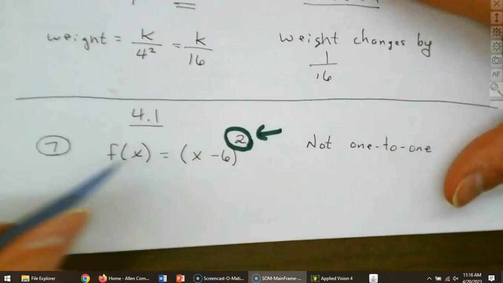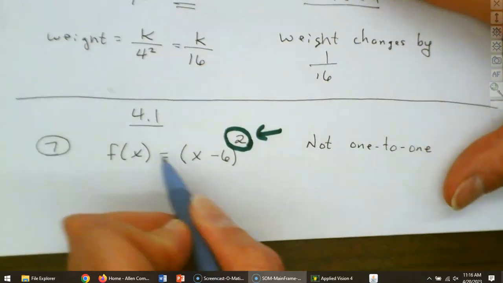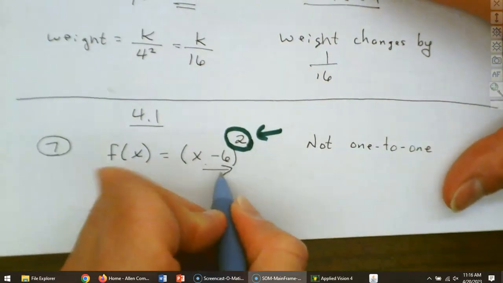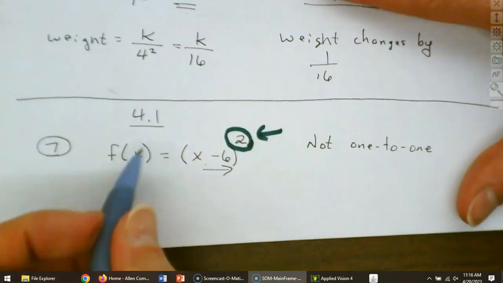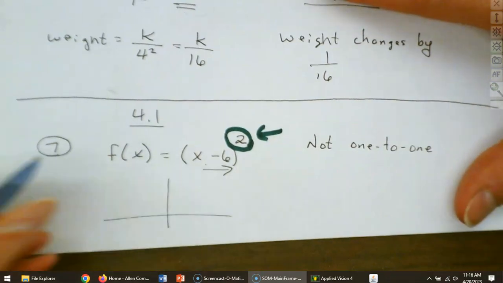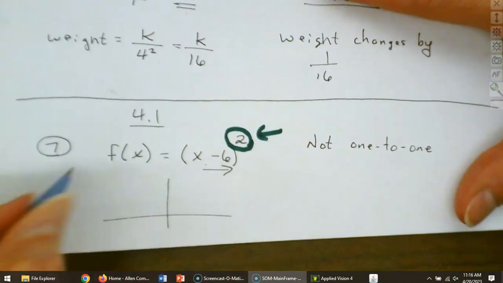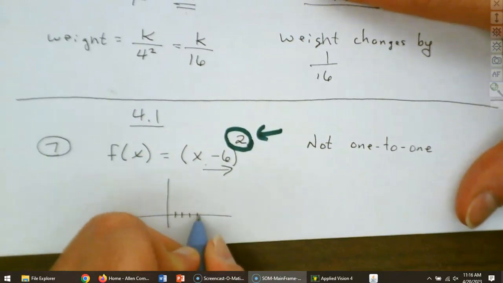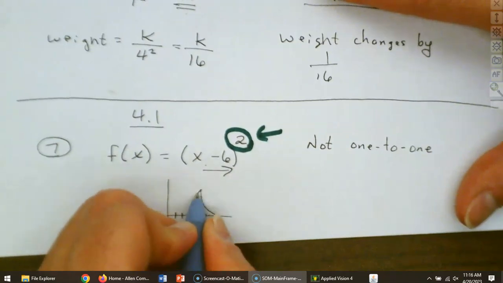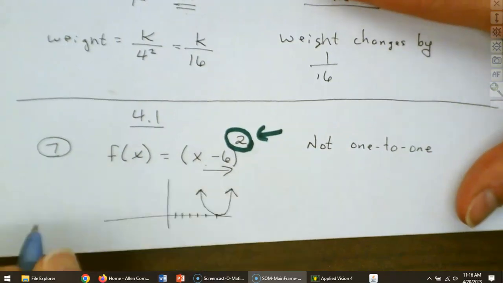Well, if we go to graph it, what's this -6 going to do? -6 is going to move it over. It's a square, right? So we move this forward, or to the right, 6 units. And we graph it. It looks like that, right?